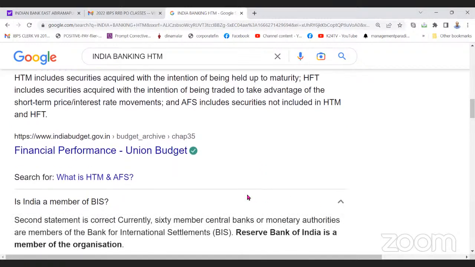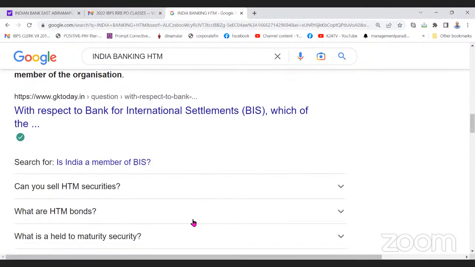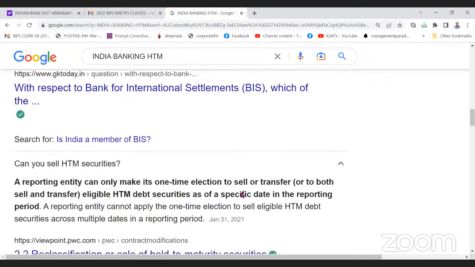Is India a member of BIS? 60 member central banks or monetary authorities are members of the Bank for International Settlements. The Reserve Bank of India is a member of BIS. Can you sell HTM securities?